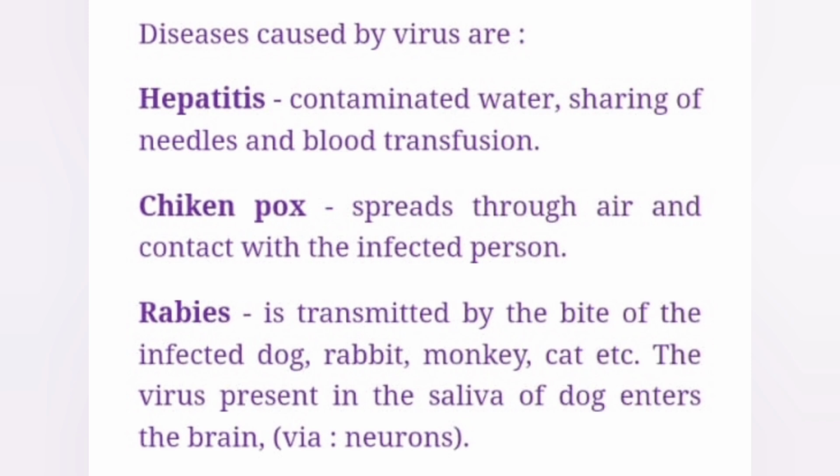Chickenpox: spread through air and contact with the infected person. Then rabies: transmitted by the bite of the infected dog, rabbit, monkey, cat, etc. The virus present in the saliva of the dog enters the brain via the neurons.